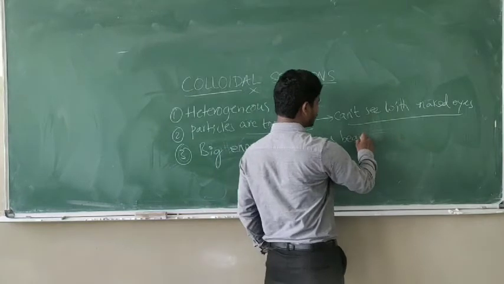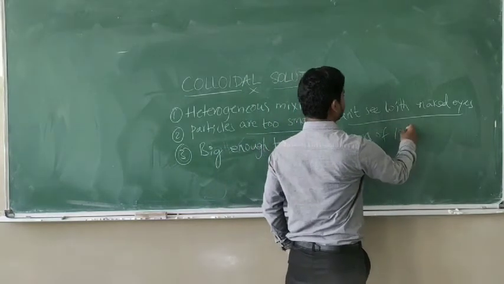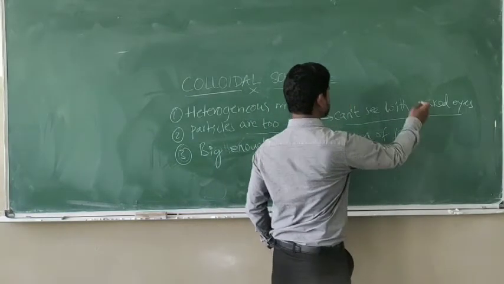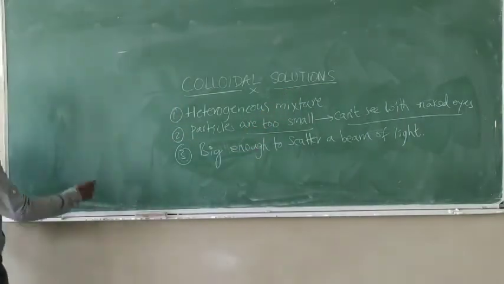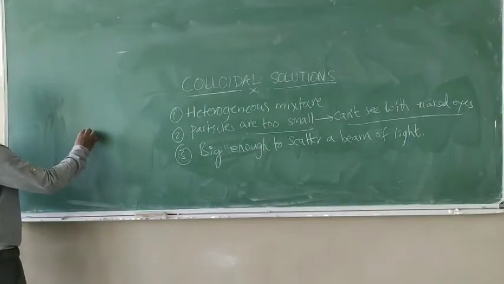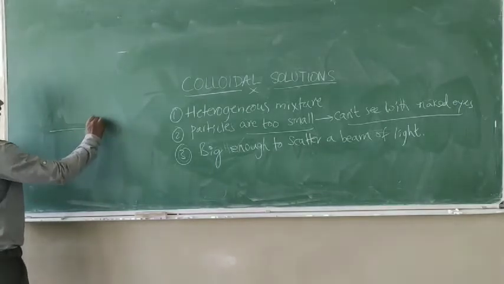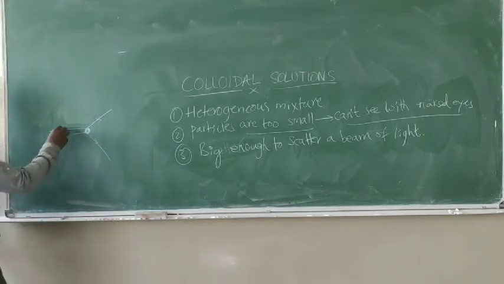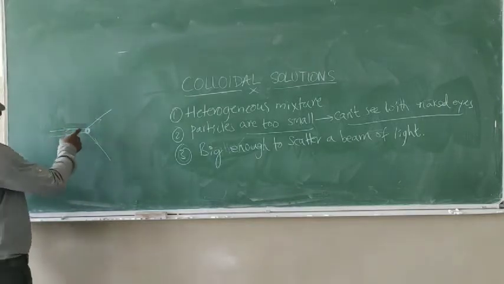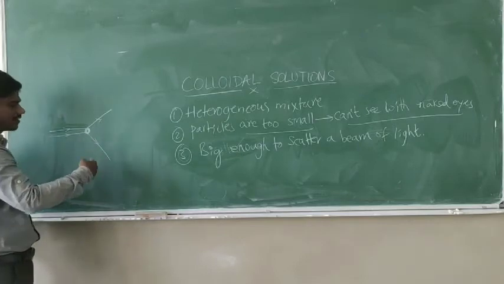All of you know the scattering of light, right? Whenever a beam of light hits any particle, the light is going to get scattered in all directions. This is scattering of light. The incoming ray of light hits the particle and is scattered.